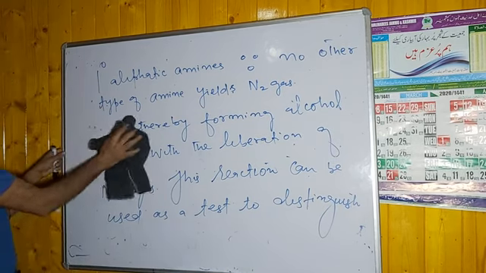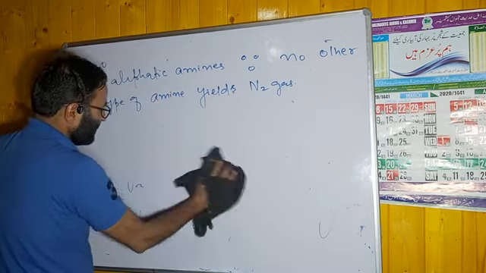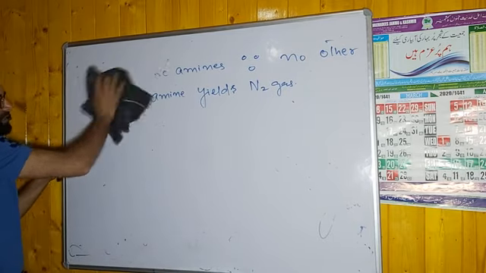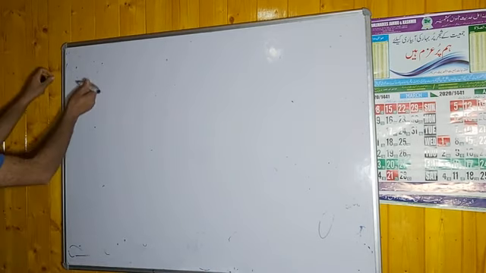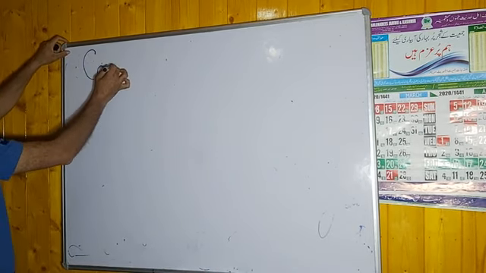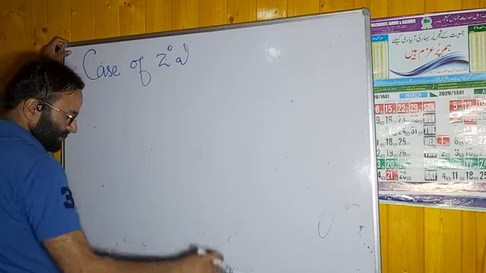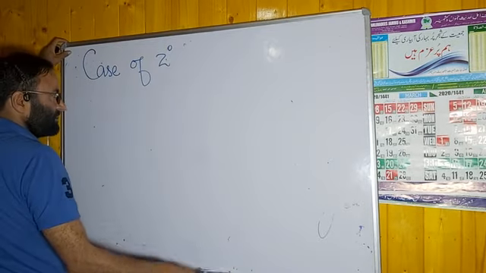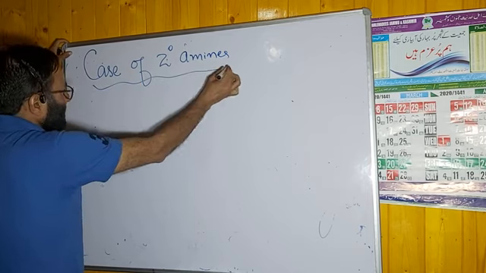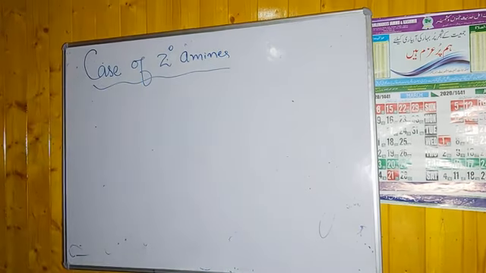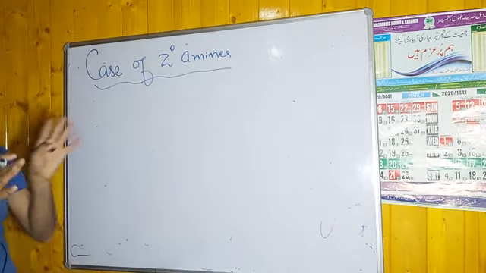Remember this point. Now, you can take the case of 2 degree. This was the case of 1 degree amines, both 1 degree aliphatic and 1 degree aromatic amines. Now, we will see, यहाँ पर आपको दूसरी heading देनी है, case of 2 degree amines. We'll see now how the 2 degree amines react. Case of 2 degree amines. You have to remember here, both aliphatic and aromatic 2 degree amines show the same reaction, only one reaction.